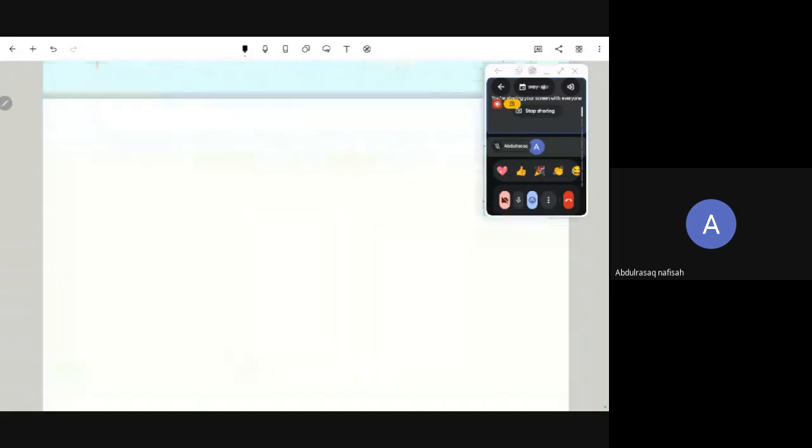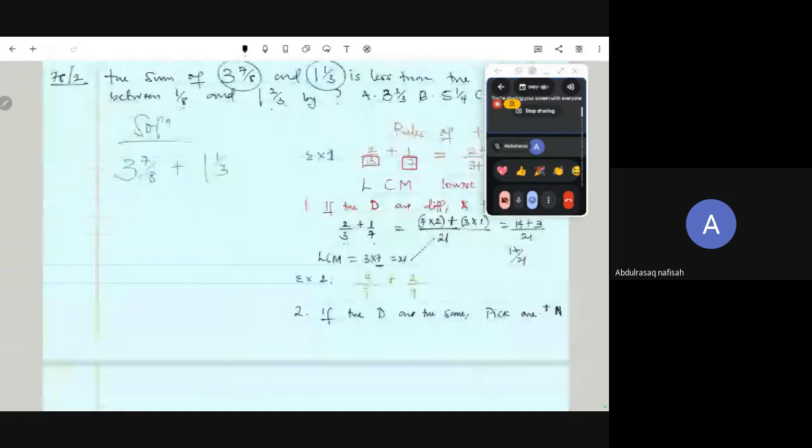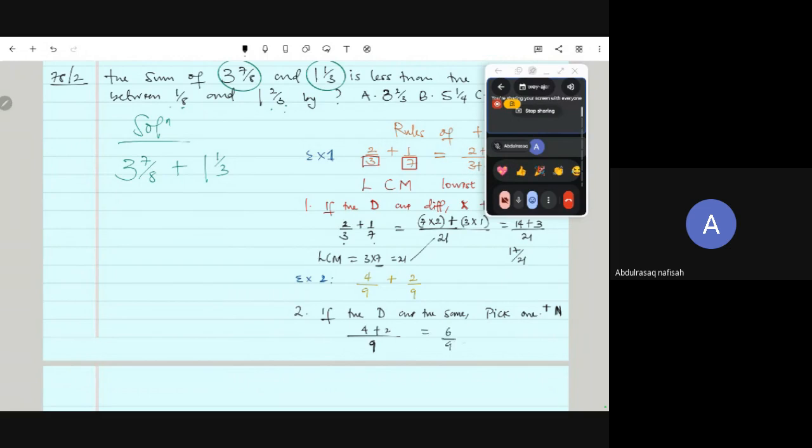So in this case, the denominators are the same. What do we do? We're just going to pick one, 9, and we are going to add the numerators, 4 plus 2. That gives us what? 6/9. And you have to take it to the lowest term because 6 can divide 9. 3 can go in 6, 2. 3 can go in 9, 3. So our answer is what? 2/3. Do you get it?